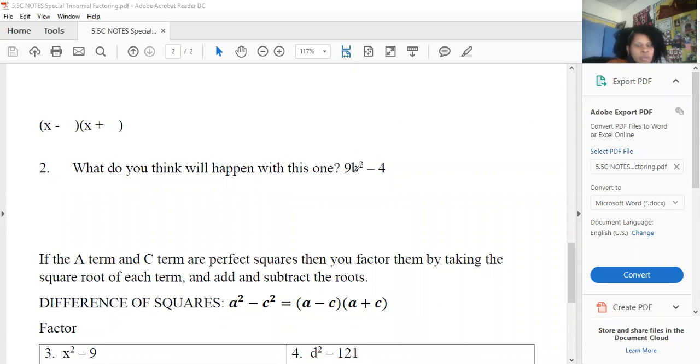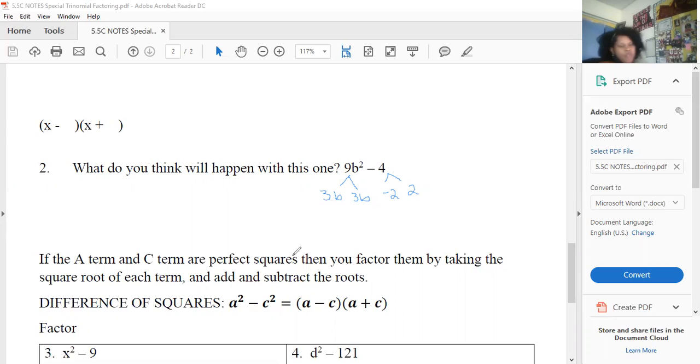Okay, so here again, you have 9b squared minus 4. So you want to think about what is the perfect square here. So this breaks down into 3b times 3b. And this breaks down into a 2 times 2. So there goes your difference of two perfect squares. And so this would be factored as a difference of perfect squares.